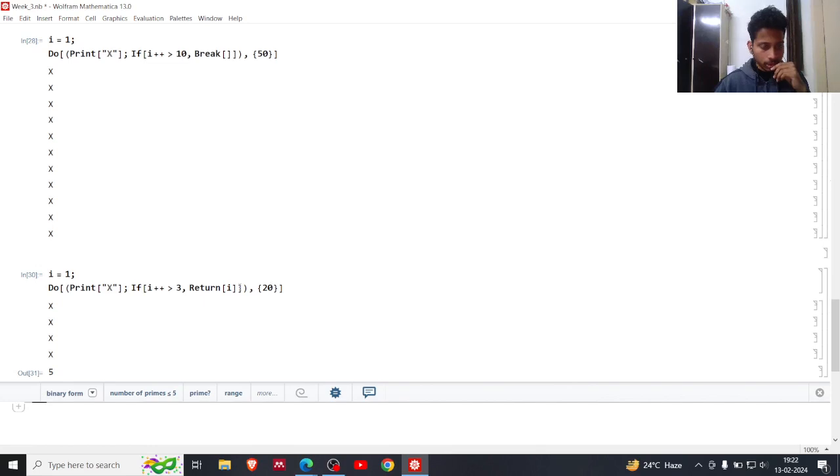Okay, so now i equals 1, i equals 2, i equals 3, i equals 4, and then it will return i, so that is 5.